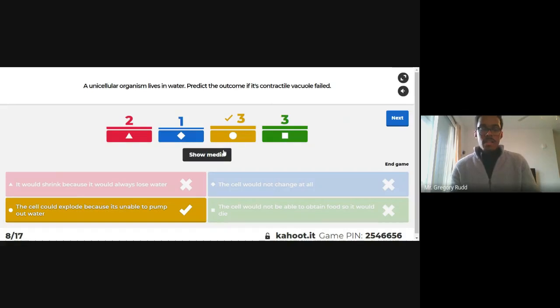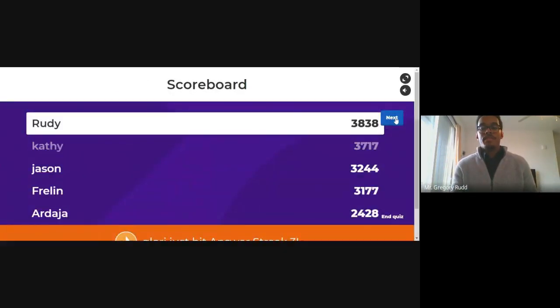All right, that seemed to be a tough one. Remember, the contractile vacuole is there to take in water and then to contract and pump it out. All right, so if it can't pump out any water, then the cell has a good chance of taking in too much and it could eventually burst.